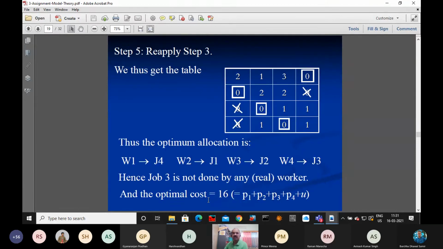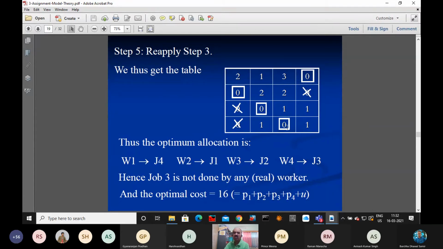You can see here, the new assignment is like this. This is the assignment, and this is the next assignment, and this is the next, and this is the next. Okay, so what is the optimal solution here? The optimal solution: worker 1 to job 4, worker 2 to job 1, worker 3 to job 2, and worker 4 to job 3.